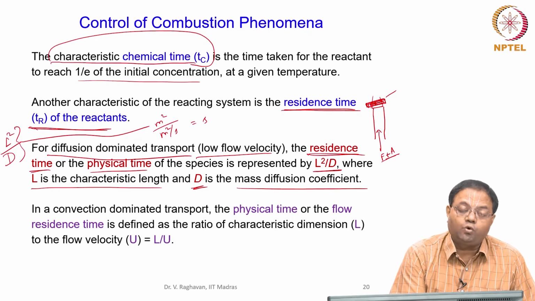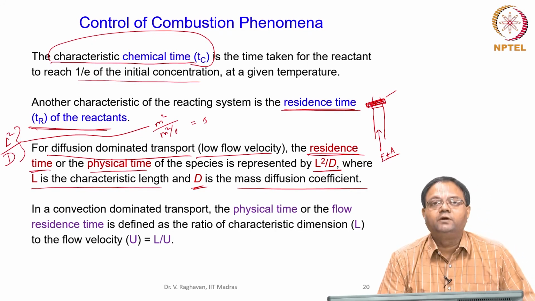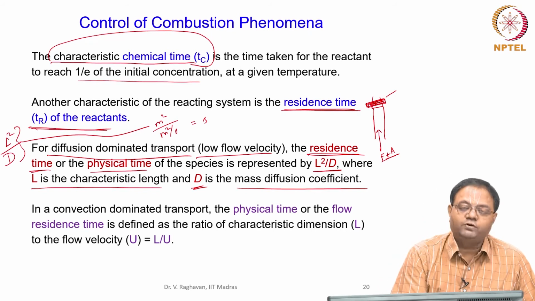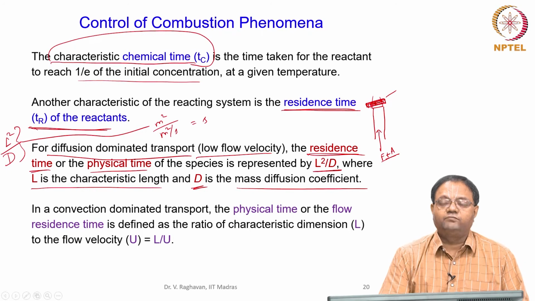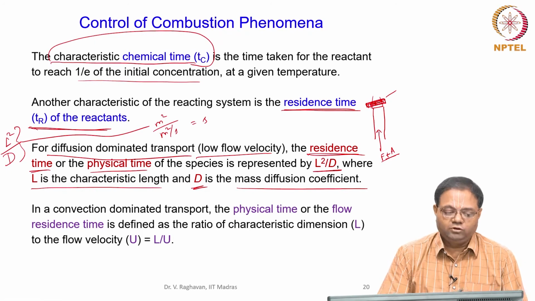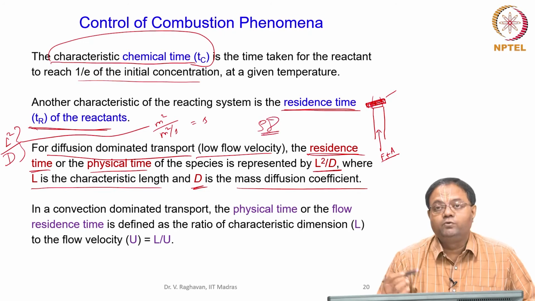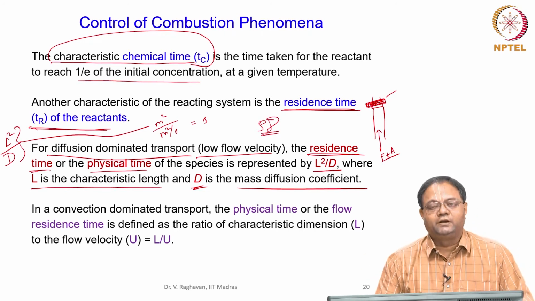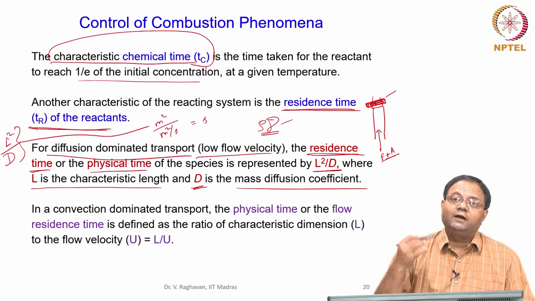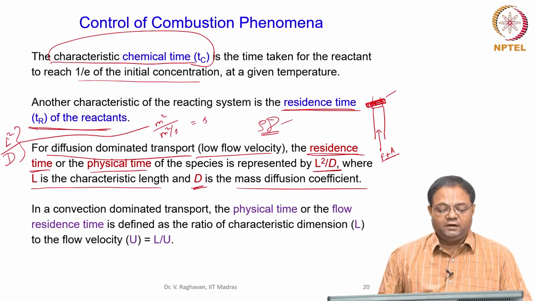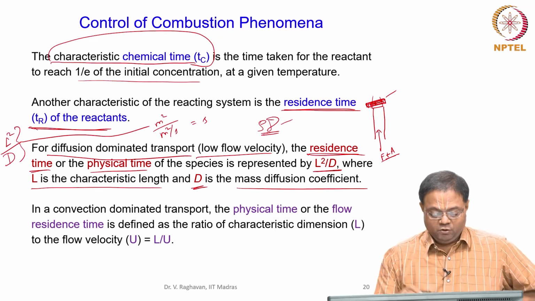When the diffusion coefficient value increases, then residence time decreases. When the diffusion coefficient value increases, that means the rate at which the diffusion occurs will increase, correct. So, when the D value increases, the rate of diffusion will increase, but the residence time or the physical time will decrease.